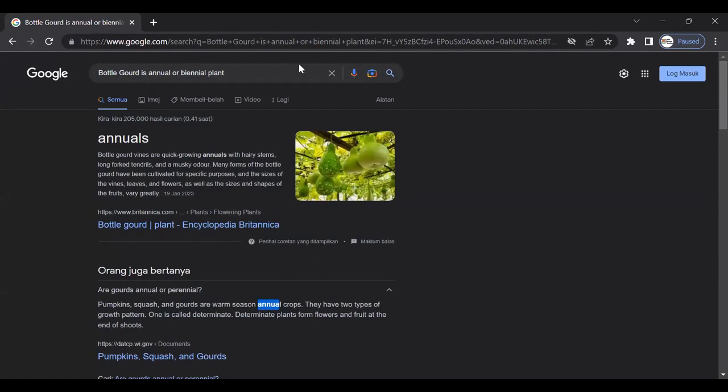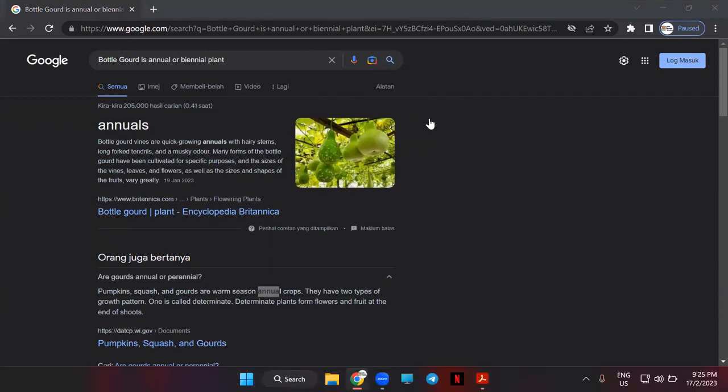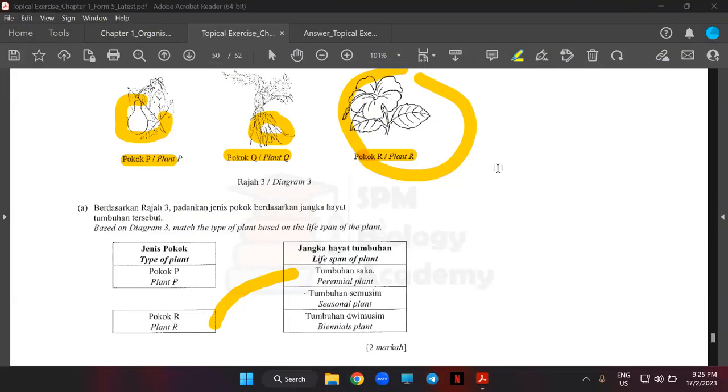So kita balik ke soalan kita. Okay, so annual plant. Alright. So pokok P, tumbuhan semusim, seasonal plant. Bottle goat dalam bahasa Inggeris, nama bagi pokok B, bottle goat. Alright, tumbuhan semusim. Bukannya dwi musim, bukannya biennial plant. Okay, dapat 2 markah.